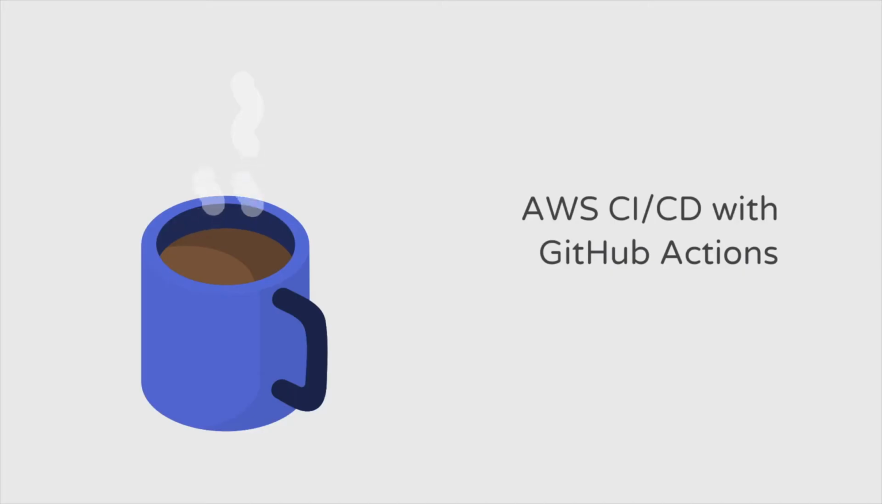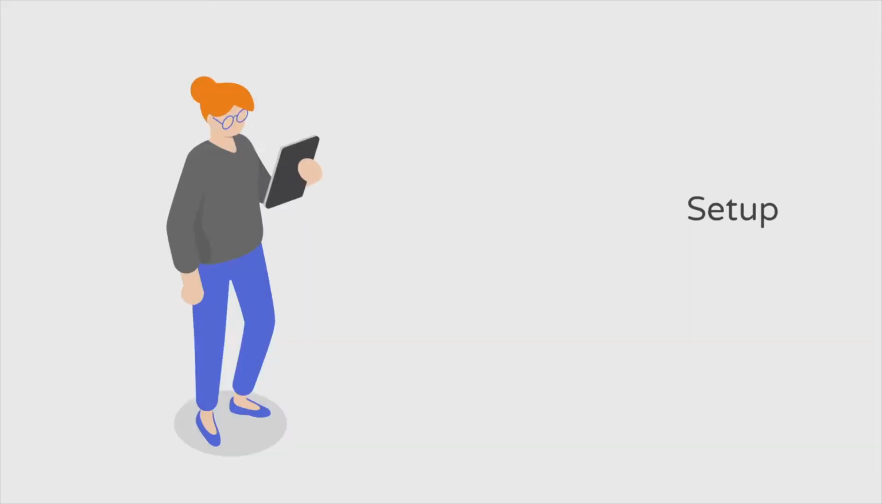Hey everyone, welcome back. Today we're going to look at how we can use GitHub Actions for deploying our containerized React app to AWS ECS. The initial setup and deployment video can be found in a previous video that I'll link in the description along with our source code for today's project.